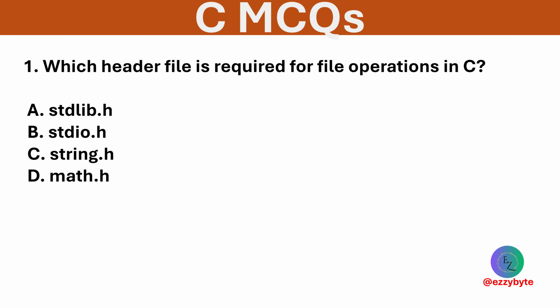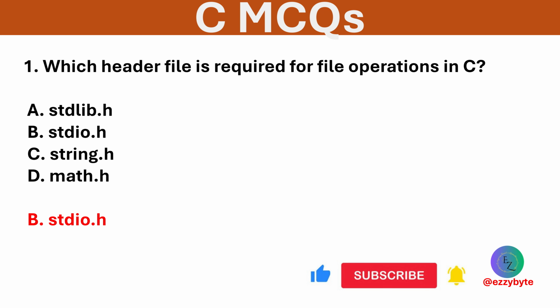Which header file is required for file operations in C? Options are stdlib.h, stdio.h, string.h, and math.h. Option B is correct. stdio.h contains functions for file handling like fopen and fclose.